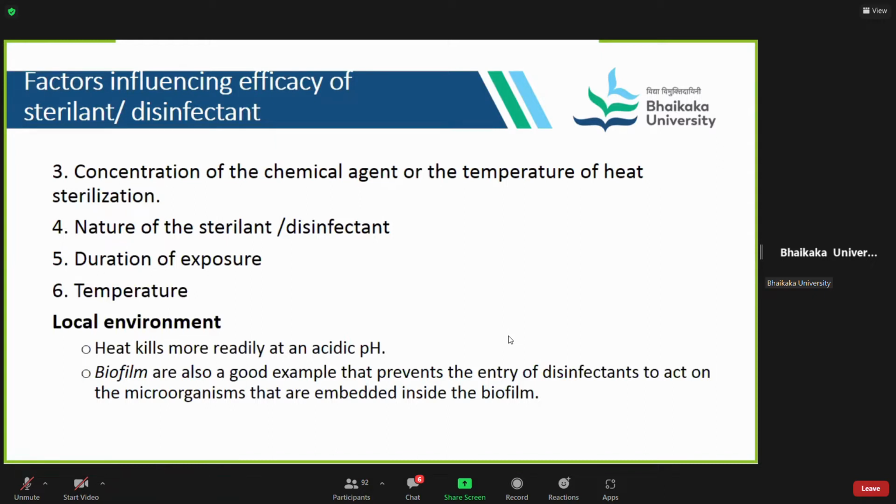And remember, I think you know what biofilms are. Anybody who can inform me what biofilms are? Any idea about biofilms? What are biofilms? Unmute and say, what is a biofilm?